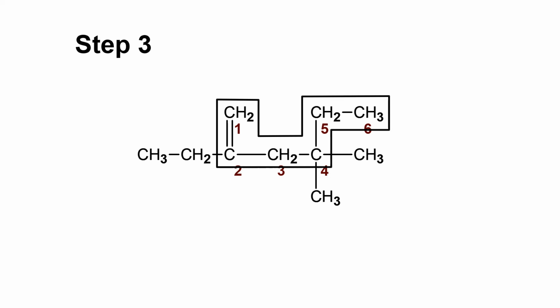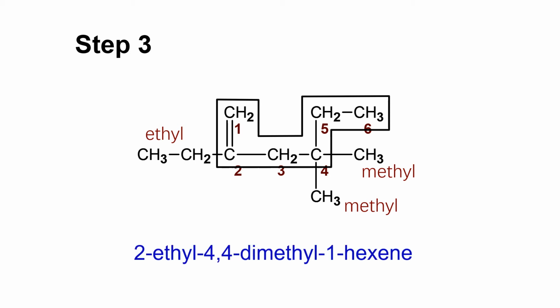And the third step is defining the substituents of the carbon chain. We have ethyl and then two methyls. So we can give the name for the organic compound as 2-ethyl, 4,4-dimethyl, 1-hexene.